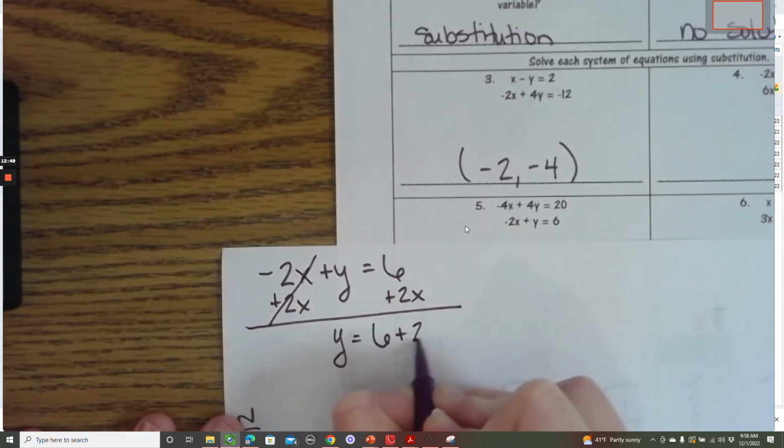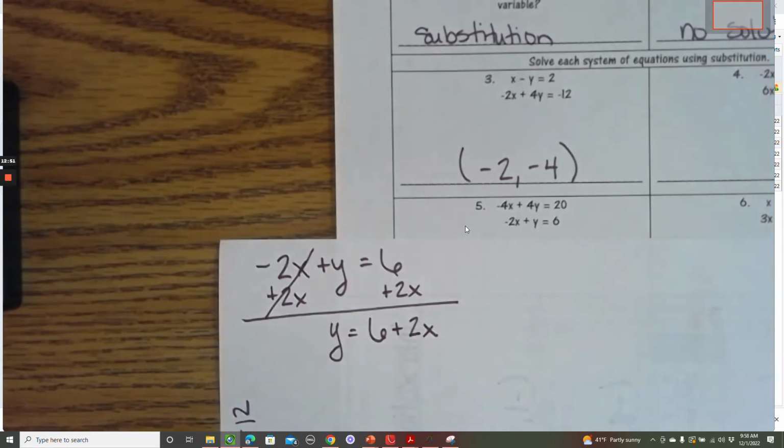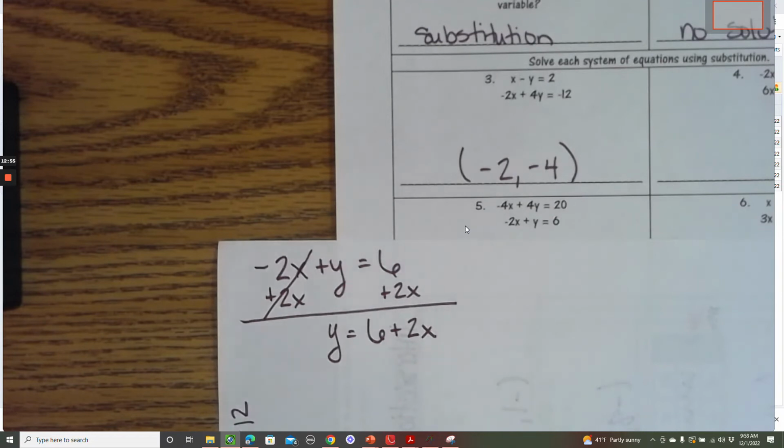And I'm not worried here about things being the right order. I know typically we would write 2x plus 6. But this, we're just using it as a placeholder. So it's not our final answer. It doesn't have to be in the right form yet.